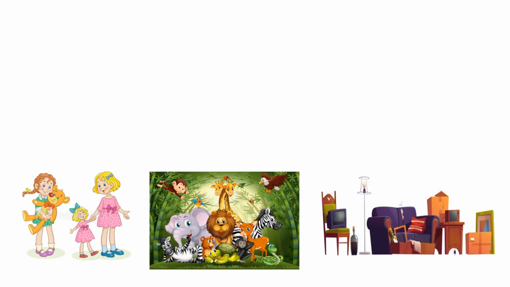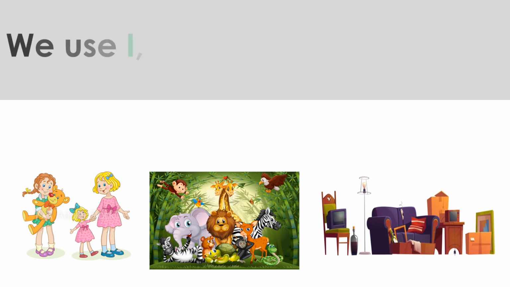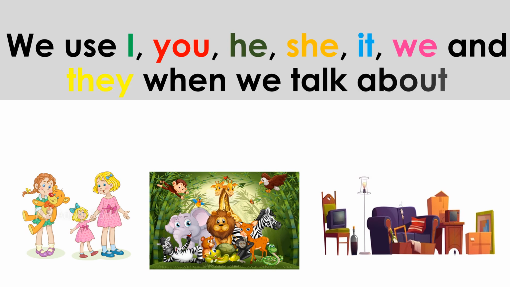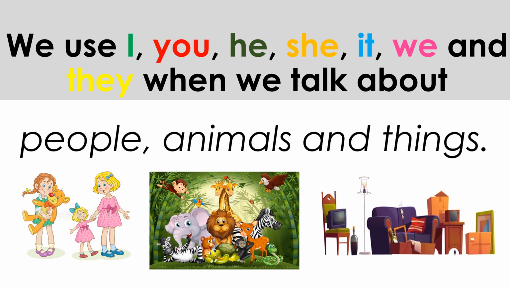Okay, when do we use pronouns? Can you guess? Okay, let's see if you get the correct answer. So we use I, you, he, she, it, we, and they when we talk about people, animals, and things. Just like these pictures, talking about the people, animals, and things. Okay, remember that.